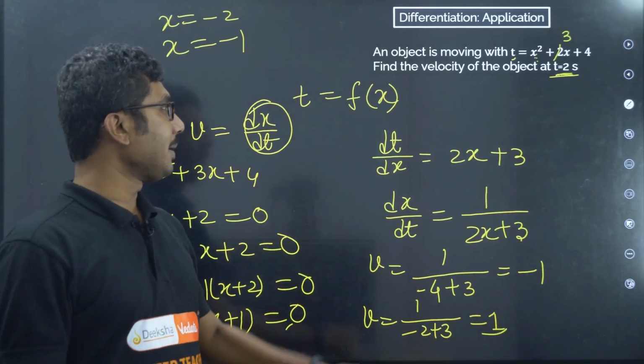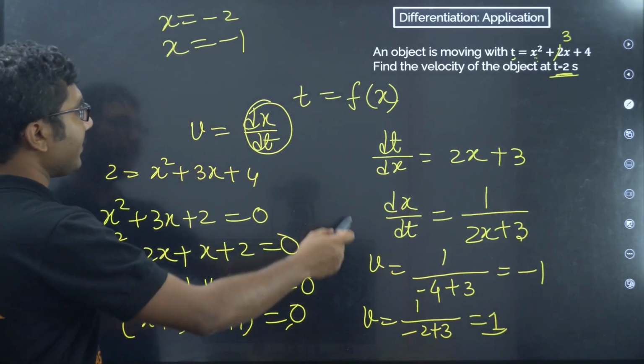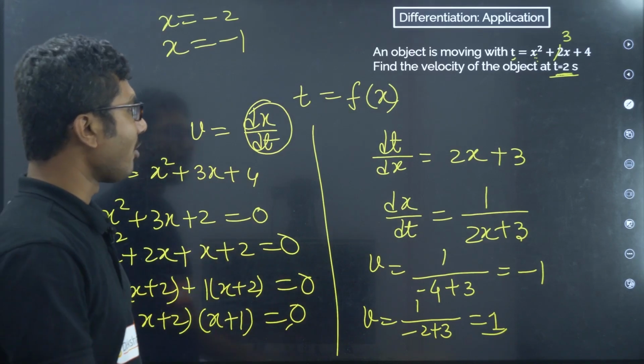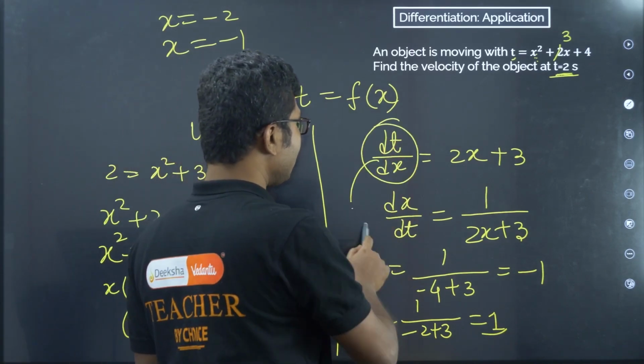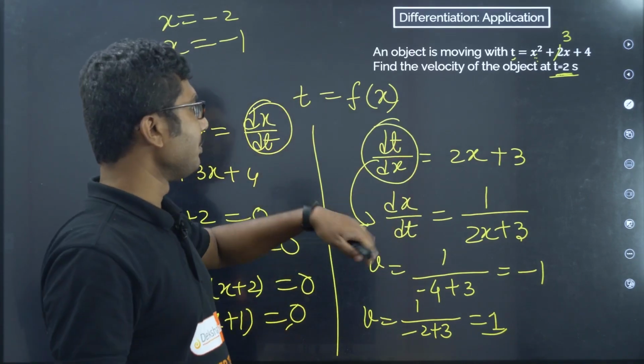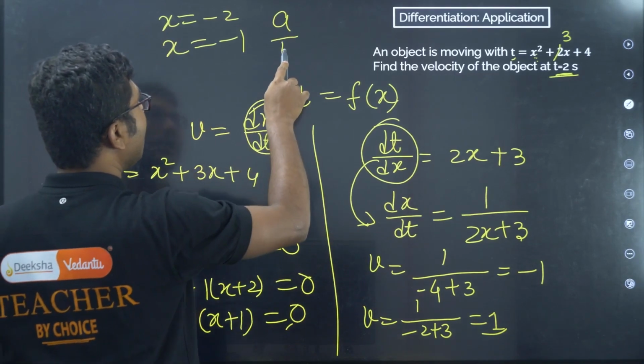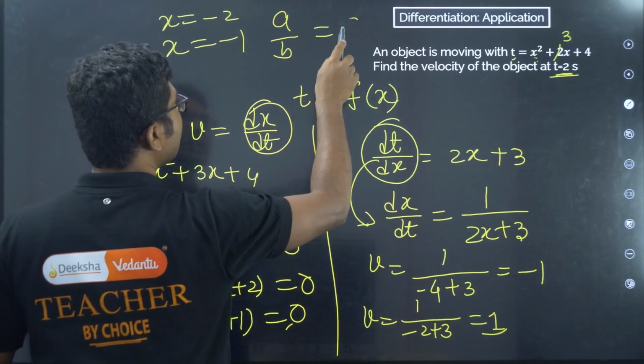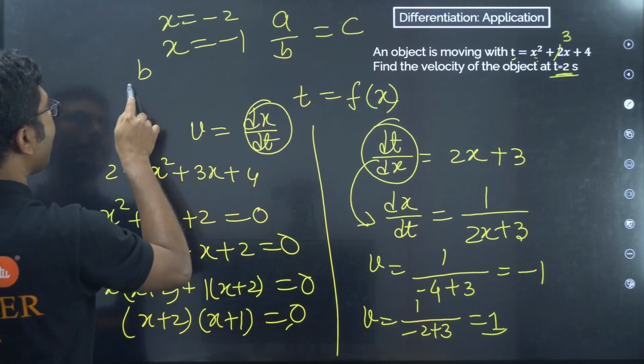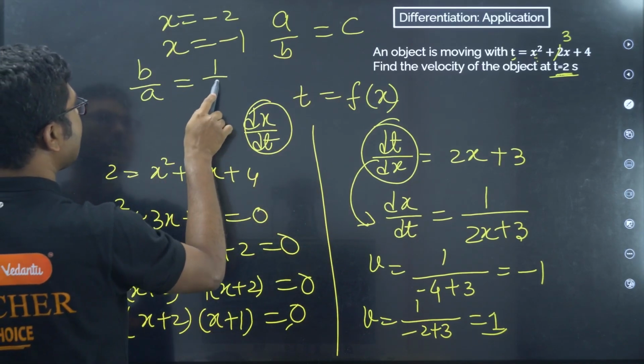Okay, simple problem, the problem is not very difficult. The only thing you need to know is that you can just do this as well. You can simply do the simple mathematical step: if a by b is equal to, say, c, you can write b by a equals 1 by c, right?